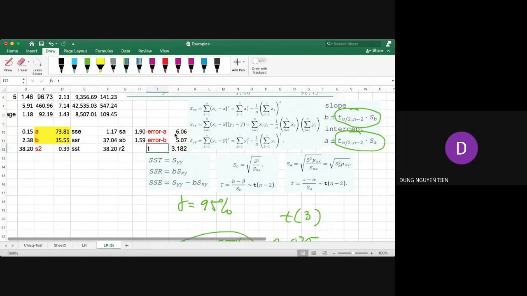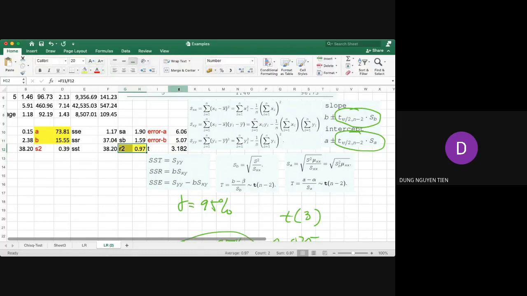Okay. All right. Furthermore, you can also find the R squared, which is 1 minus SSE over SST, or let's say SSR over the SST. That is the one you get. R squared is 0.97, so the model is really good. Understand? It is a good model, right?